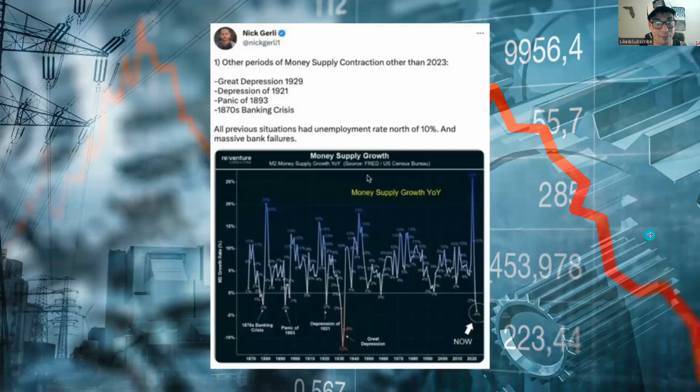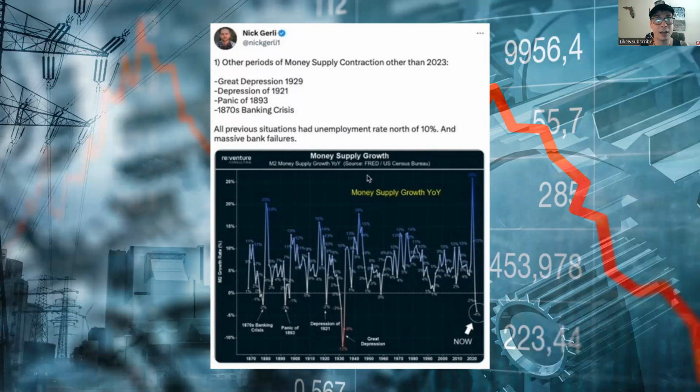Now, why may that be? Well, if we look at other periods of money supply contraction other than 2023, we have the Great Depression in 1929, the Depression of 1921, the panic of 1893, and the 1870s banking crisis. Now, one thing that I will point out is that the economy in the U.S. has really changed over the past 100 years, right? This data applies to a much different economy than the one that we're in right now, in a much different environment. Technology and innovation have really changed a lot of the ways that the U.S. economy works and functions as a whole. So keep that in mind.